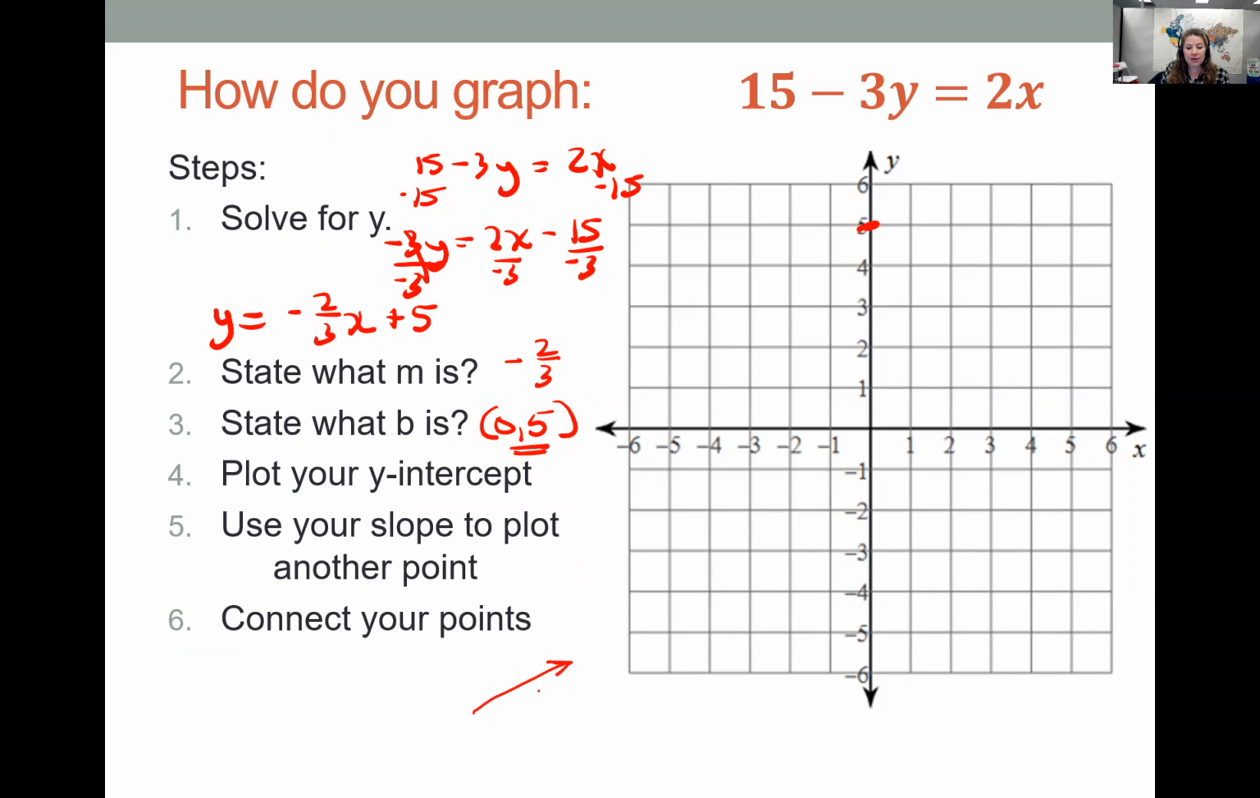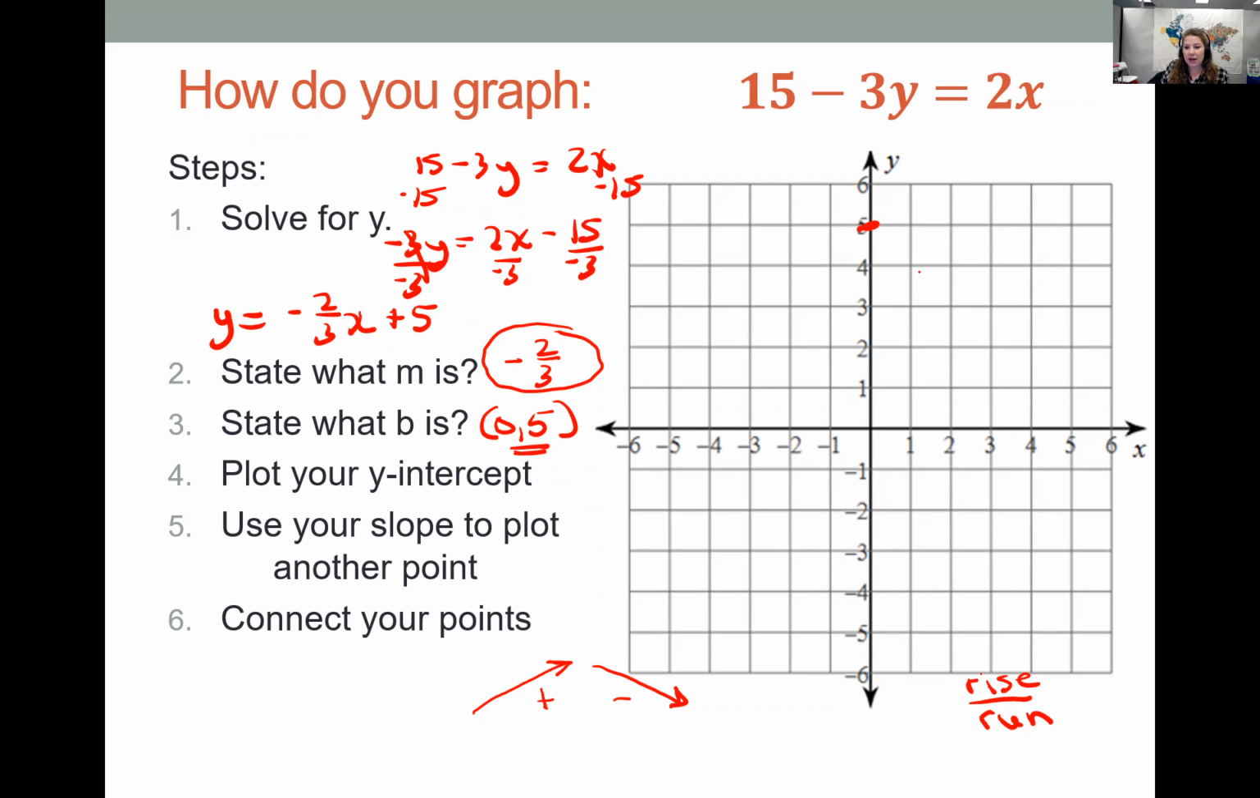Positive slopes go up and to the right, and negative slopes go down and to the right. Since this is a negative slope, our line is going to go down and to the right. Remember that slope is written rise over run. If you have a positive slope, you're going to rise up and run right: up, right, up, right. If it's a negative slope, you're going to go down, right, down, right, down, right.